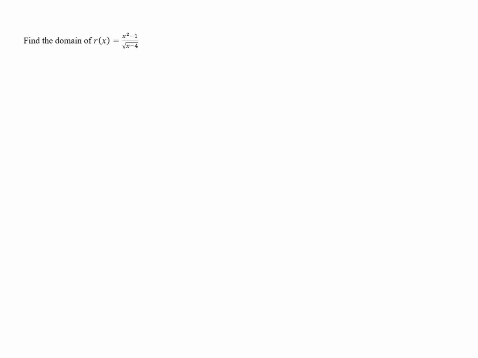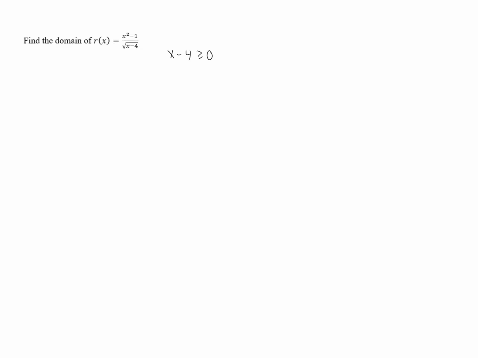Find the domain of r of x equals x squared minus 1 all over the square root of x minus 4. Now, in this situation, there are two things we need to worry about. First, we have a variable inside a square root, so we know that that radicand has to be greater than or equal to 0. So that means that x minus 4 has to be greater than or equal to 0.